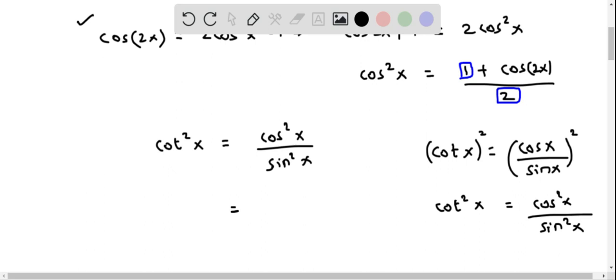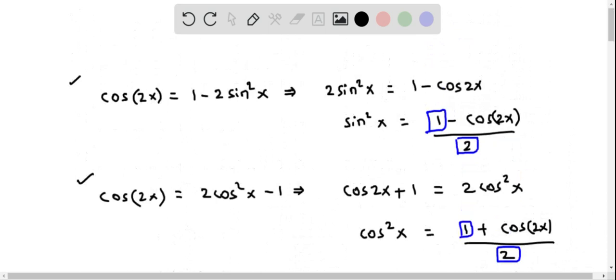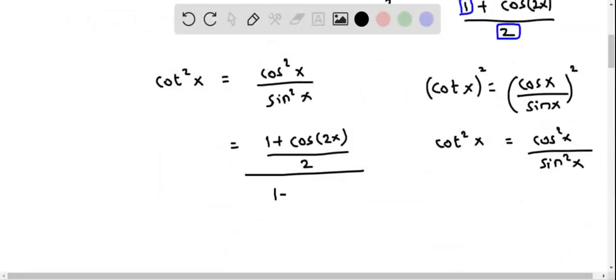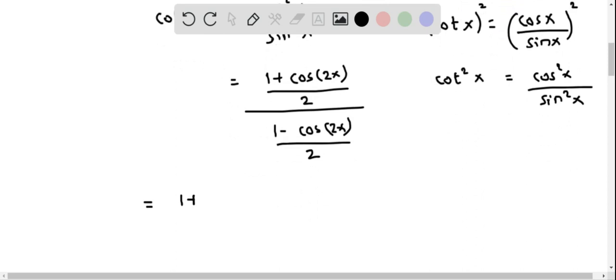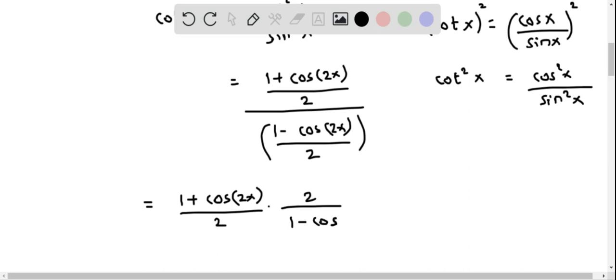Now we utilize the values of cosine squared x divided by sine squared x. So cosine squared x is (1 plus cosine 2x) divided by 2, and we divide this by sine squared x, which is (1 minus cosine 2x) divided by 2. We can write this as (1 plus cosine 2x) divided by 2, multiplied by the reciprocal of the denominator expression, that is 2 divided by (1 minus cosine 2x).